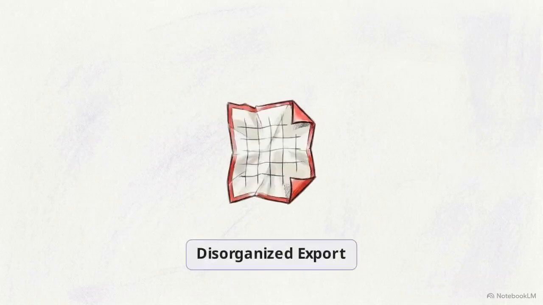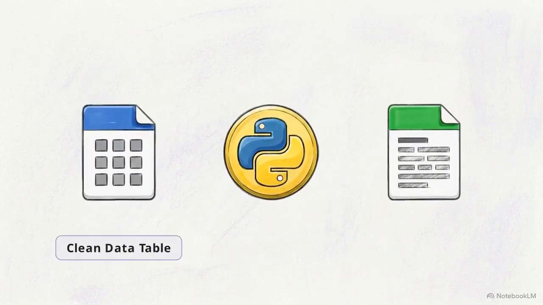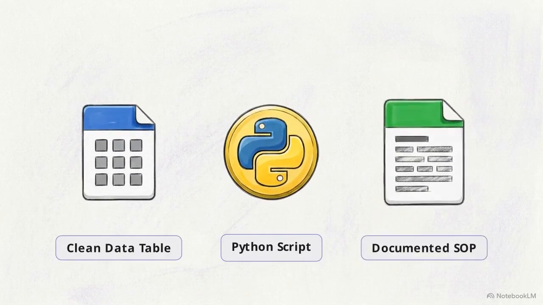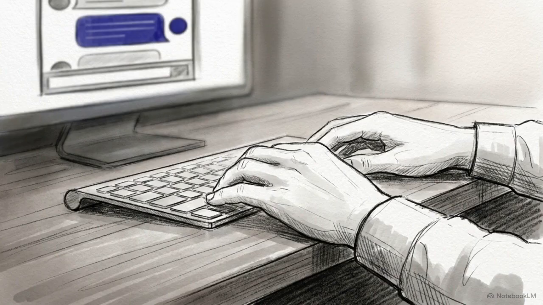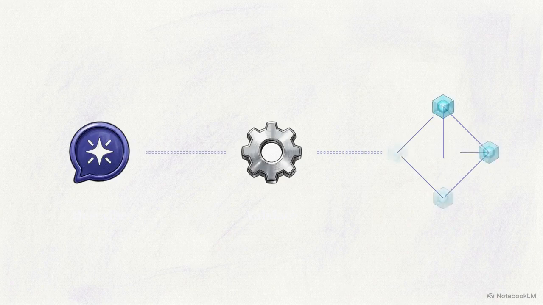We started with a disorganized data export. We ended with a clean data table, an automated Python script, and a fully documented procedure. And this was achieved without you needing to memorize software libraries or type a single line of complex syntax. This workflow represents a shift in technical literacy, from manual execution to the ability to describe a problem, validate AI logic, and orchestrate those steps into a system.